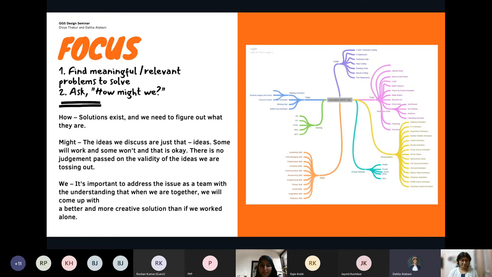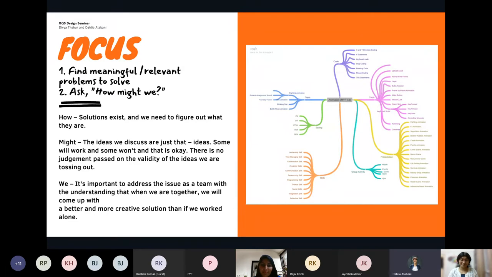There is no judgment passed, and there should not be any judgment passed on the validity of the idea which we are tossing out. And this is the first step of ensuring that your classroom is an MYP classroom. You do not judge, even though you are a teacher. You are there to eavesdrop, to support, to guide, to lead, but never to judge.